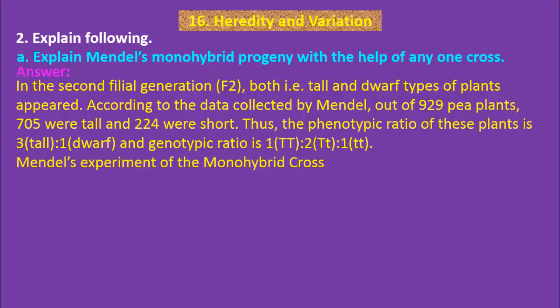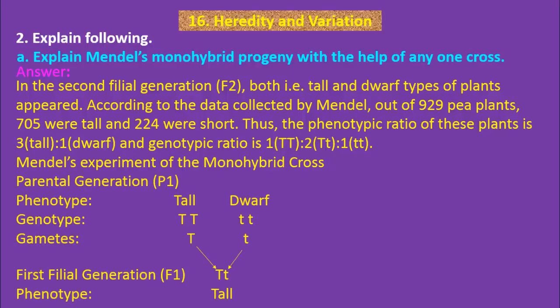Let us see Mendel's experiment of the monohybrid cross. In parental generation P1, phenotype is tall versus dwarf. Genotype in tall both are capital letters TT and dwarf small letters tt. Gametes are, one is given from tall dominant, that is capital T, and one is given small t by the recessive dwarf. So first filial generation F1, 1 capital T, 1 small t. Phenotype. So the phenotype in this is tall.